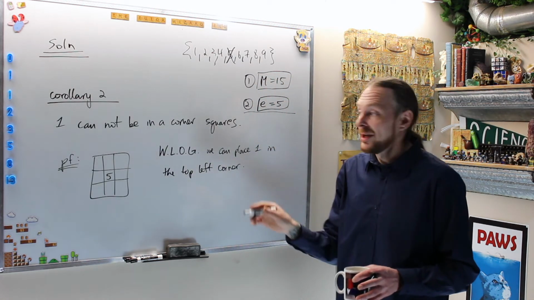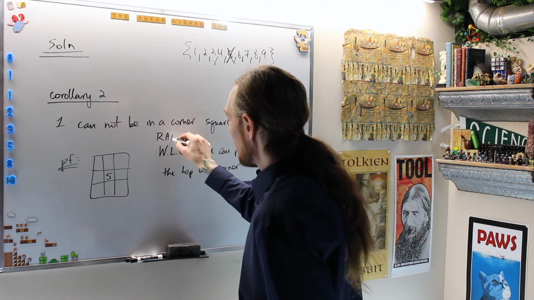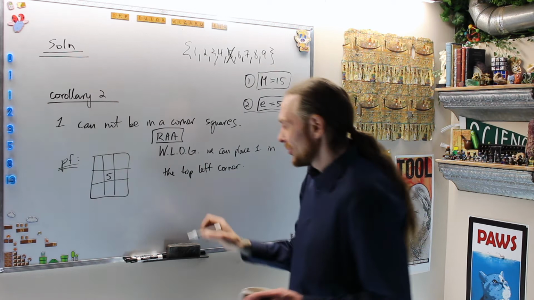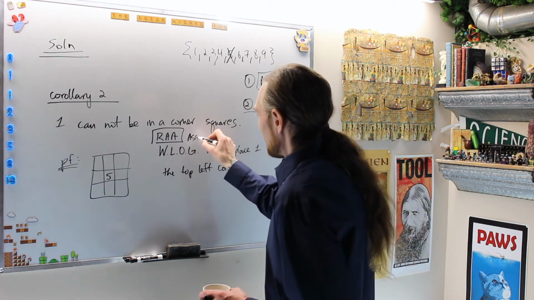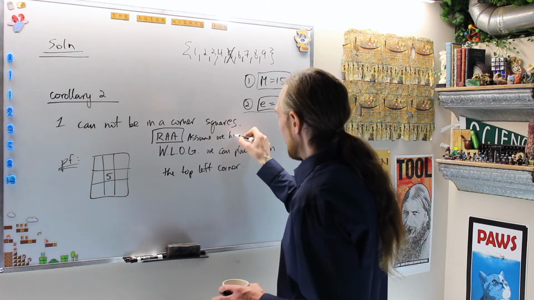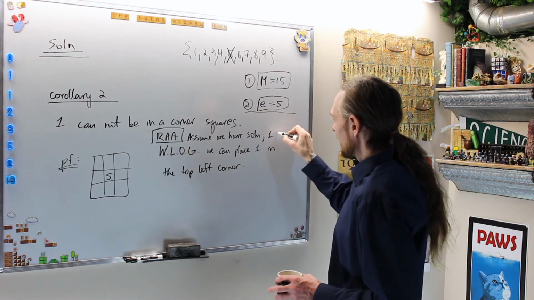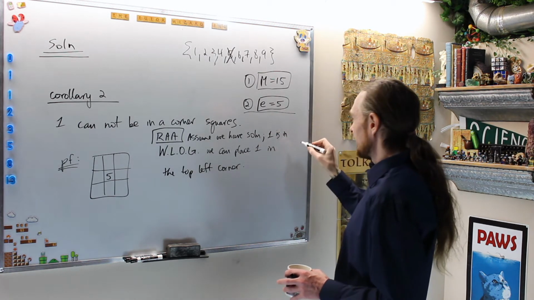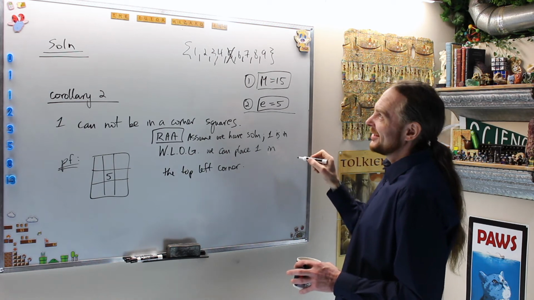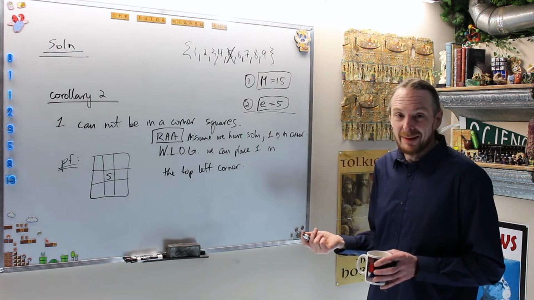Also, let me back up. I'm going to use reductio ad absurdum, or proof by contradiction. I'm going to assume we have a solution and 1 is in a corner. And then I'm going to show that that can't be true.